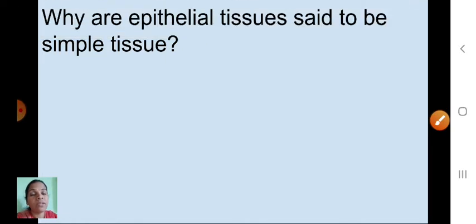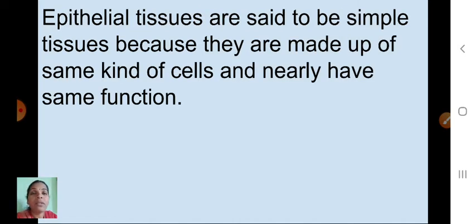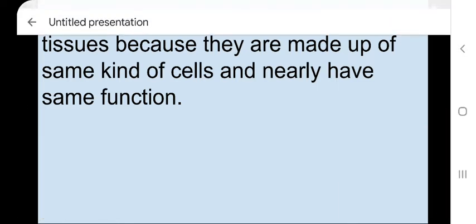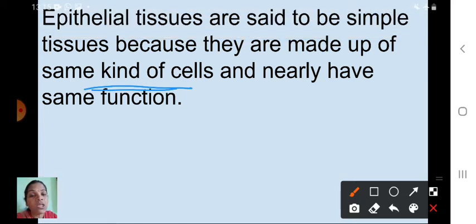Here I have asked this question: why are epithelial tissues said to be simple tissue? Have you any idea? I have given the answer also. Epithelial tissues are said to be simple tissues because they are made up of the same kind of cells. Blood is complex tissue because different kinds of cells are mixed together. But epithelial tissues are made up of the same kind of cells and they have nearly the same function. That's why epithelial tissues are called simple tissue.